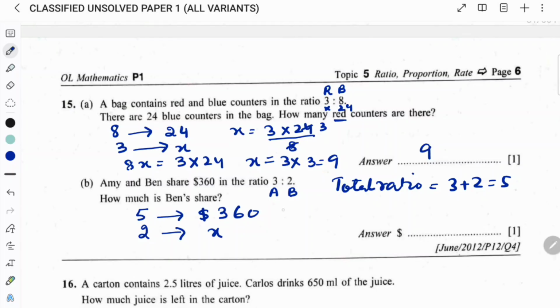Cross multiply: 5x is equal to 2 into 360, and x is equal to 2 into 360 divided by 5. 5 times 7 is 35, with 2 remainder. 25 times 7 is 35, and 1 remainder. 5 times 2 is 10. So 72 times 2 is equal to 144.